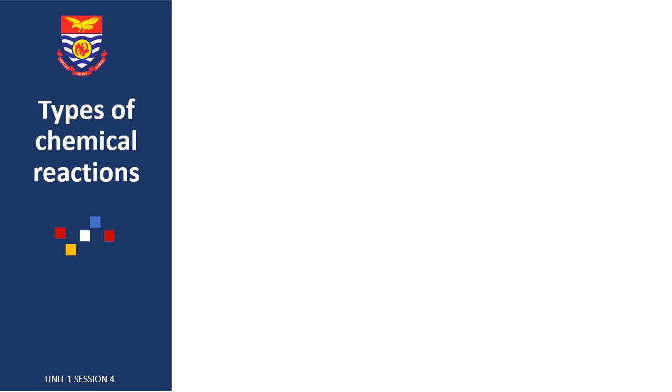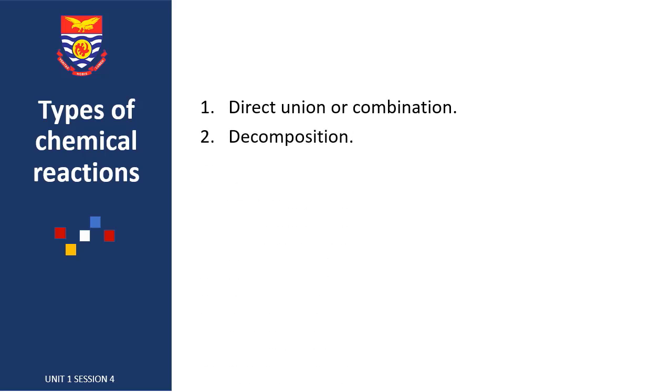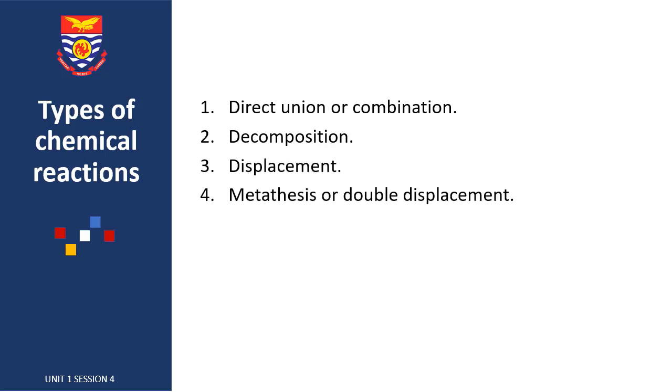The next thing to look at is the types of chemical reactions. One is direct union or combination. We will be looking at them one after the other. Two, we have decomposition reactions. We have displacement reactions. We have metathesis or double displacement. And finally, we have the combustion reactions.